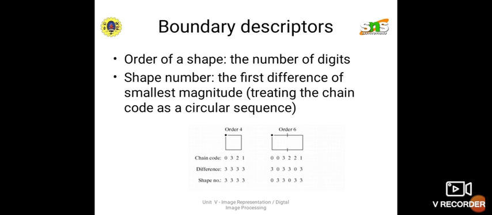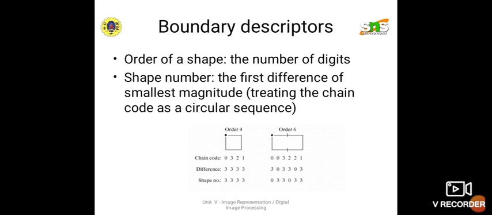We have the chain code here, and the difference code we find out based on the counterclockwise directional change. From the first, that is 0 to 3, the direction changes by 3, and from 3 to 2 the direction changes by 3, and so on. The difference code is based on the change in direction. Next, for the shape number, in the difference code we have to find the minimum value. In the first case all values are 3, so there is no change in the shape number. But in the case of the second image of order 6, we can check the difference code.